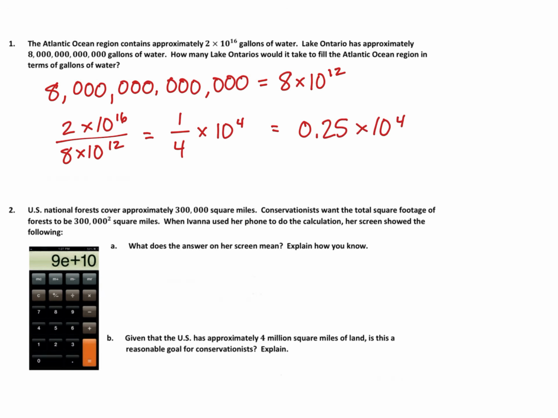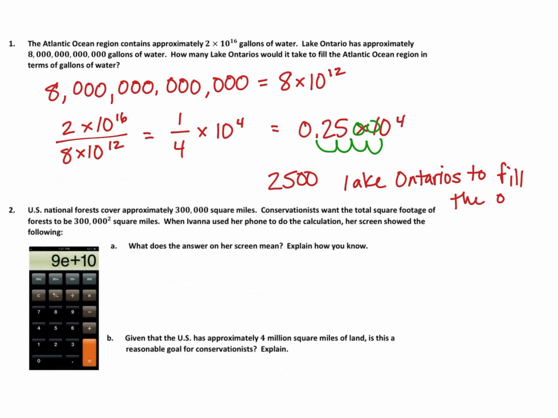Okay, then it says how many Lake Ontarios would it take? So we want to get rid of the exponential format and just figure out how many it would actually take. Remember, this 10 to the 4th tells us to move the decimal place 4 times. So let's do that. 1, 2, 3, 4. So we're going to fill in those empty spaces with zeros, which means it takes 2,500 Lake Ontarios to fill the ocean.